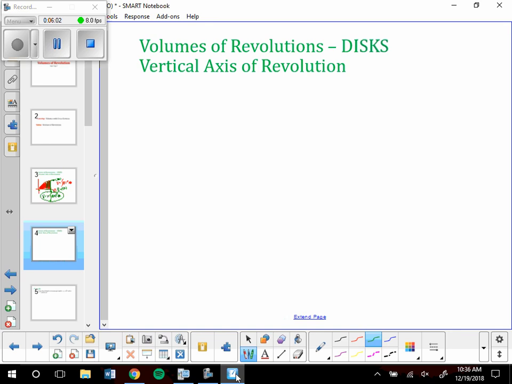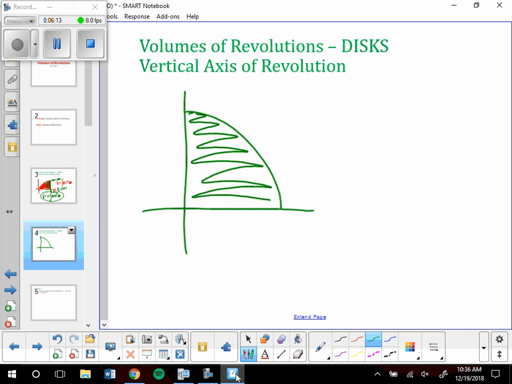I can also do a vertical axis of revolution. It's the same idea. I'll draw a different function, maybe some function that looks like this. But I want to rotate around the y-axis. If I'm rotating around the y-axis, coming out of the board and moving to the left around the y-axis, what's going to be different about my radius? It's going to be perpendicular to the y-axis. Good. So do you see that this is your radius if you're rotating around that axis?